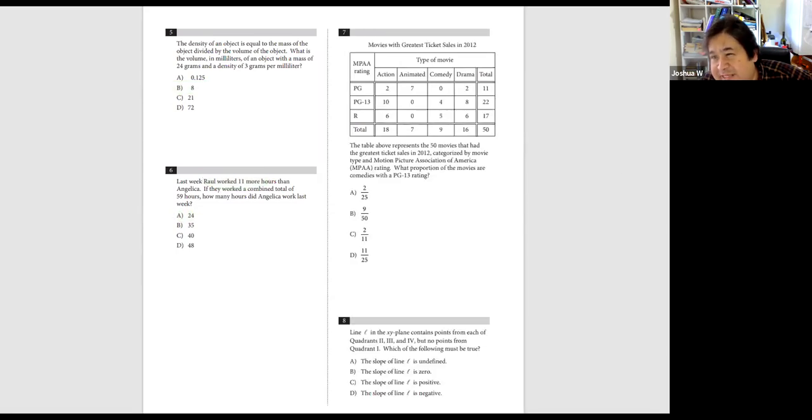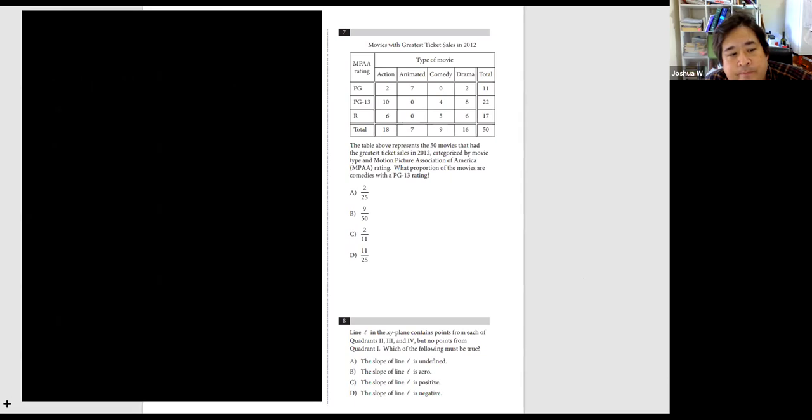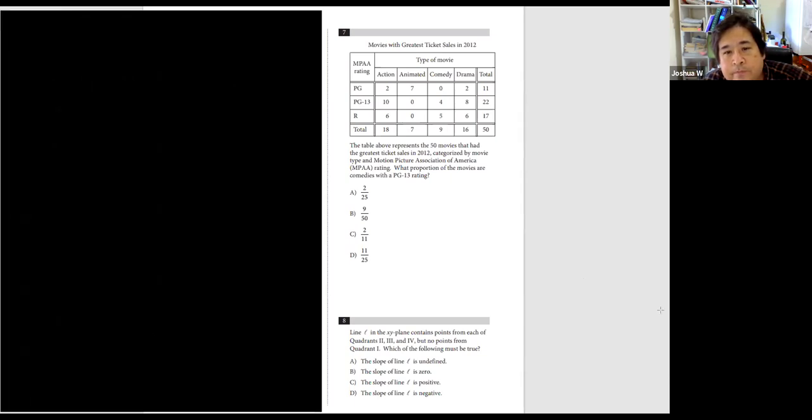Let's go to question 7. 7 and 8. Brianna, can you please turn on your mic and read question 7? The table above represents the 50 movies that had the greatest ticket sales in 2012, categorized by movie type and Motion Picture Association of America rating. What proportion of the movies are comedies with a PG-13 rating?